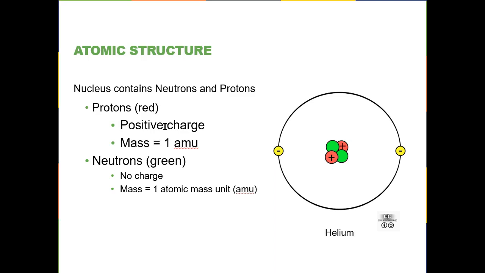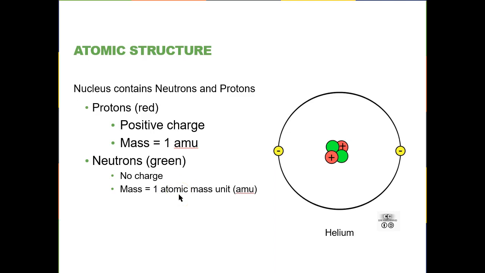And we also give it a mass of 1 atomic mass unit. I'm sure somebody has worked out its mass in grams, but it would be an infinitely small number. So we just say whatever a proton weighs, that's 1. Neutrons are called neutrons because they are electrically neutral. They have no charge, but they have the same mass as a proton, 1 atomic mass unit.